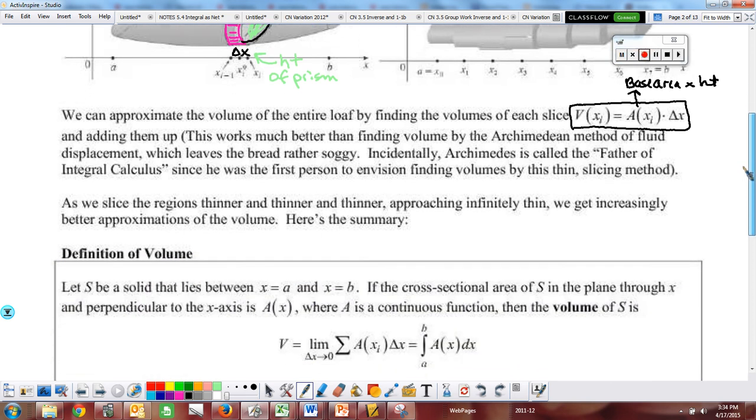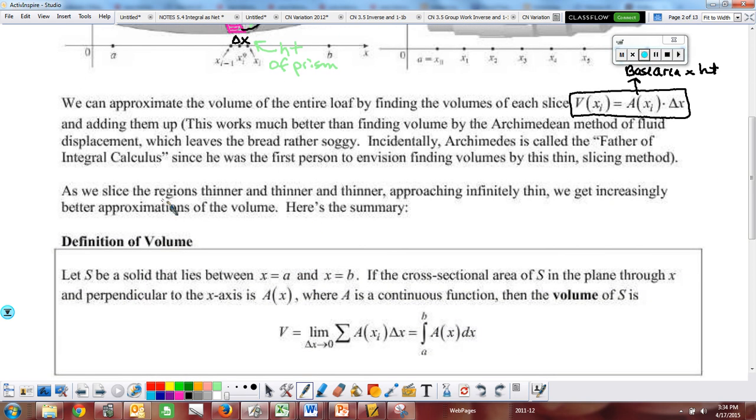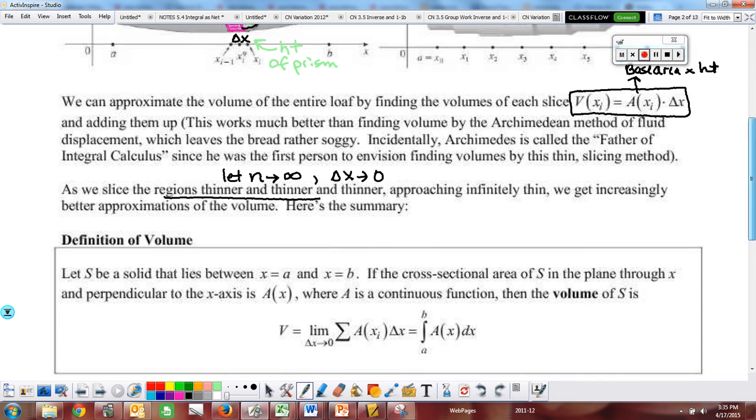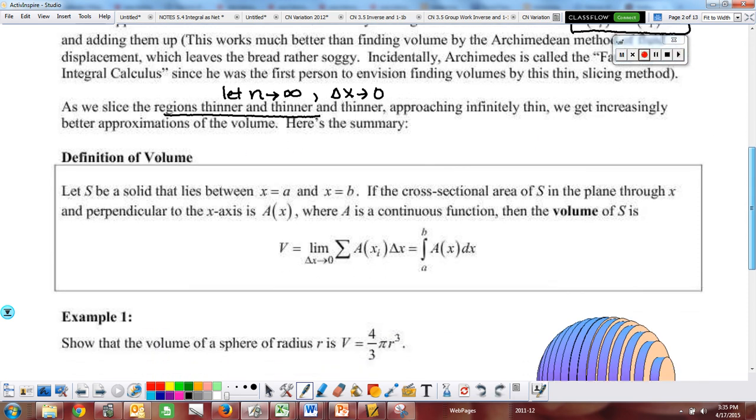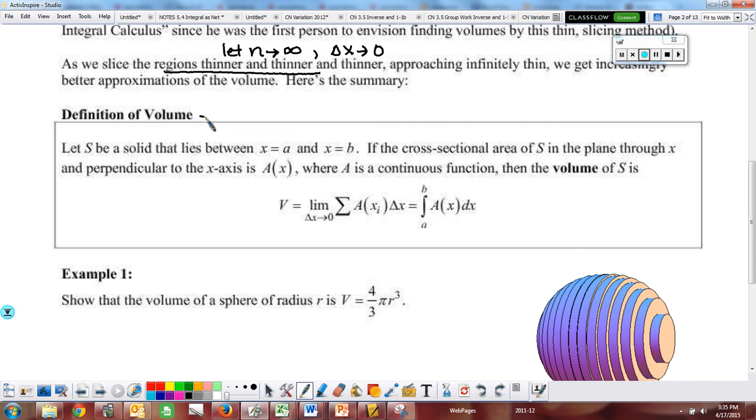Now what we can do to make them better and better approximations is slice the regions thinner and thinner. We're going to basically let n, the number of slices that we take, go to infinity, and our delta x, when we do that, is going to go to 0, and we're going to get better approximations of our volume. So it's nothing more than a Riemann sum. We are finding a definition of volume by looking at a Riemann sum.